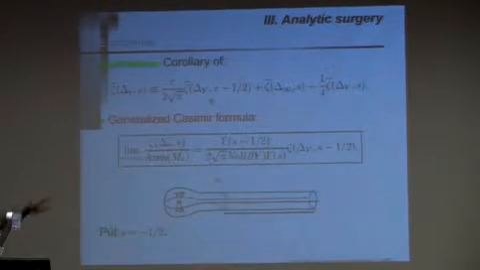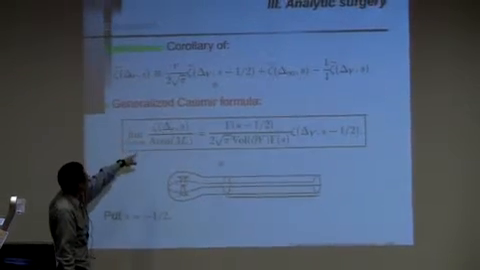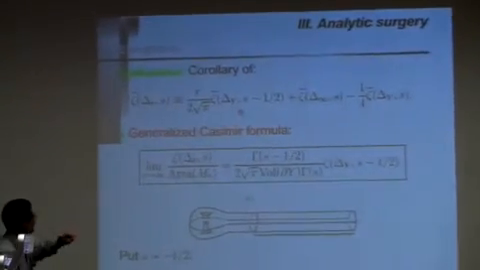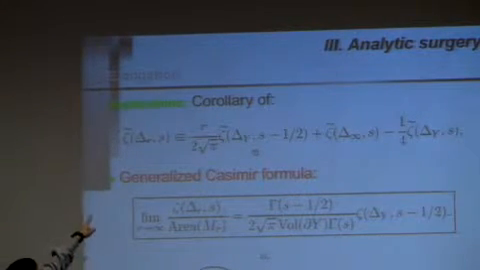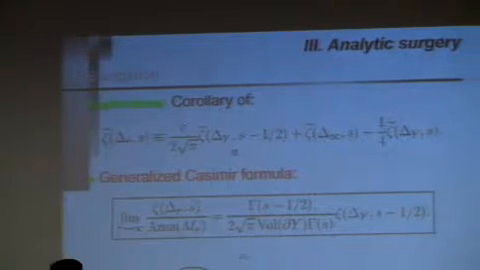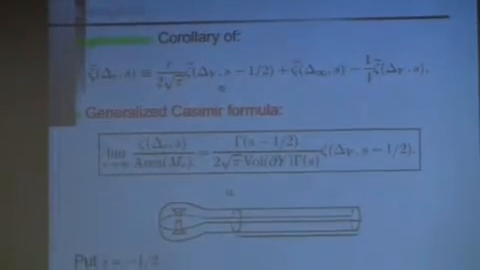And here's another corollary. Remember that the Casimir energy is just the zeta function at -1/2. So here we have a formula for what happens to the zeta function as you increase the cylinder, as you make r go to infinity. So we can see what happens to the Casimir energy.